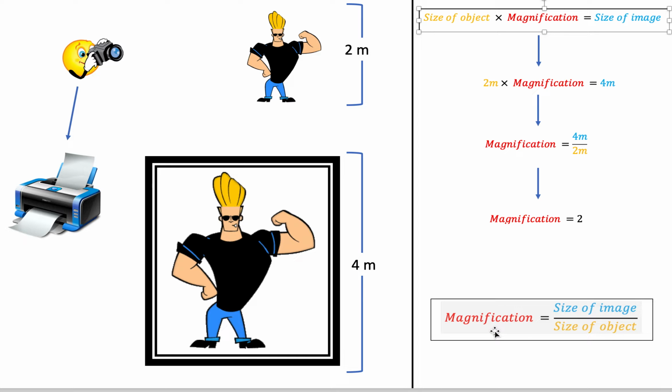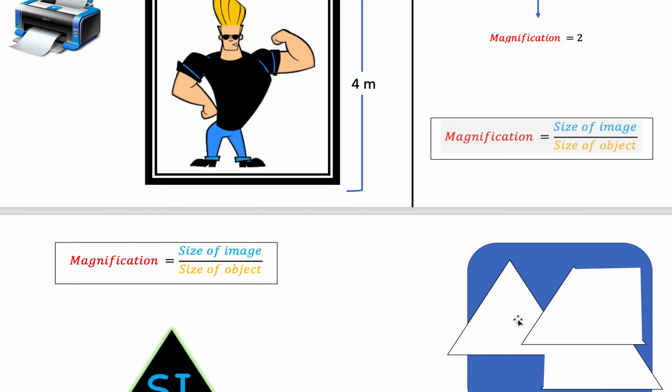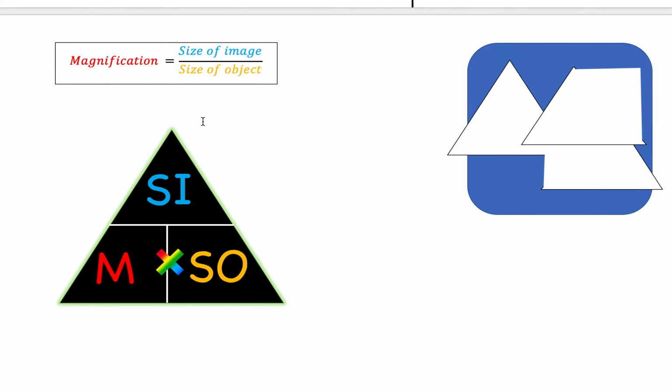Now, a way that I found was really easy to remember this equation was this. So here's the equation again. You make this triangle, right? And this triangle, you put on the top SI, which stands for size of image. So this is the non-real thing. So for example, the portrait.